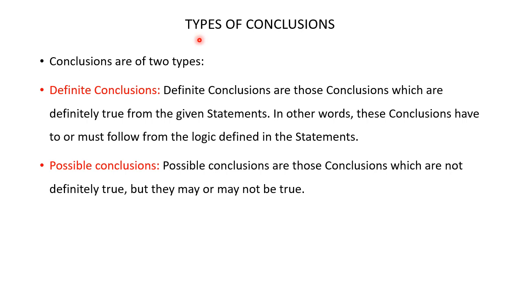Let's now learn about the types of conclusions in syllogism. In syllogism, conclusions are of two types: definite conclusions and possible conclusions. Definite conclusions are those conclusions which are definitely true from the given statements. In other words, these conclusions have to or must follow from the logic defined in the statements. Possible conclusions are those conclusions which are not definitely true, but they may or may not be true.